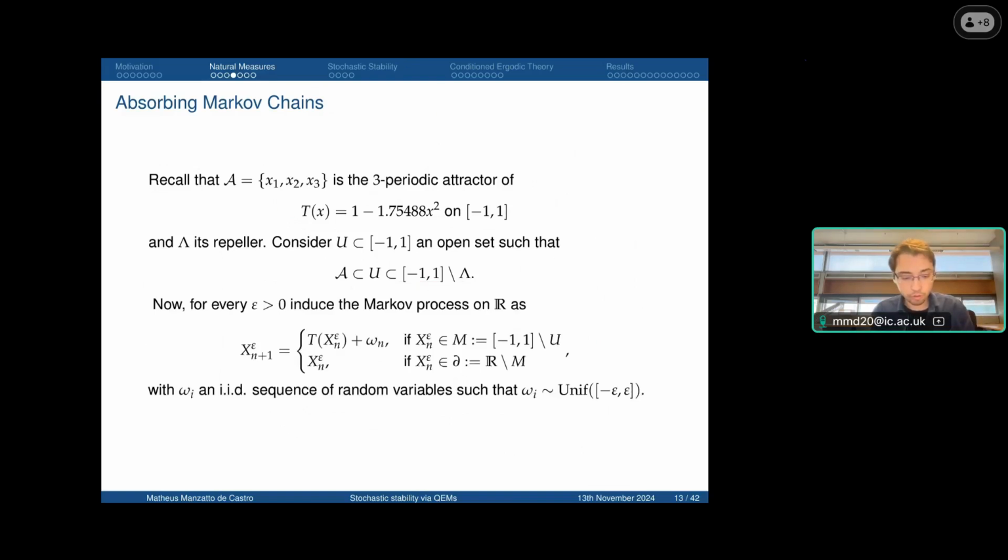So my Markov chain will be the following. We will take some epsilon, which is small. It's a Markov chain on R. That is, if I'm in [-1, 1] minus the neighborhood of the attractor, then I will be iterating my map and adding a small noise. If I escape the interval [-1, 1], or if I'm in the neighborhood of the attractor, then I stay still. Okay, so this is my Markov chain.